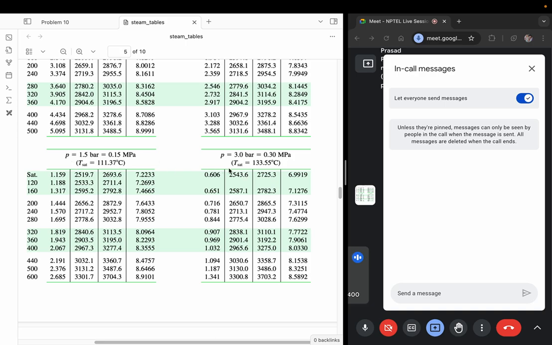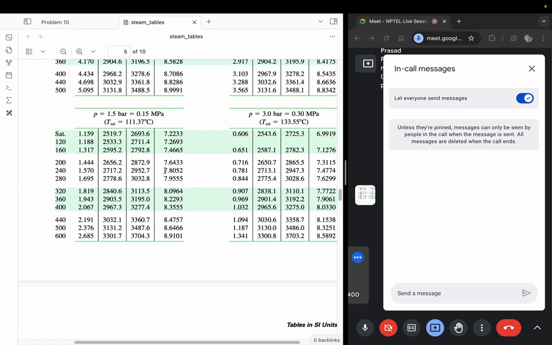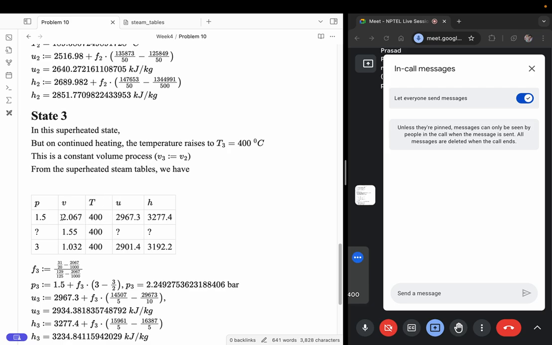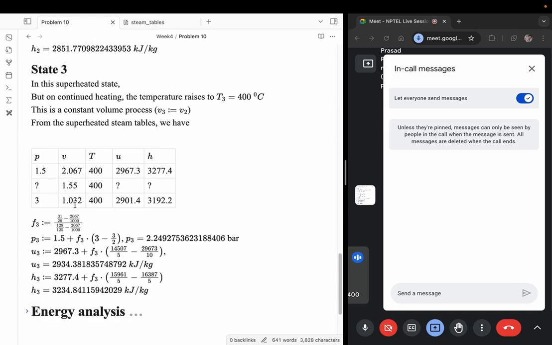I know my specific volume has to be constant, which is equal to 1.55. So I go to this table and see the value that is close to 1.55. I need to find the corresponding temperature, and I know the temperature is 400 Celsius. So at this 400 Celsius, I take the specific volumes accordingly. At 1.5 bar and 400 Celsius, I have a value of 2.067, and here I have a value of 1.032. And the specific volume I know is 1.55.